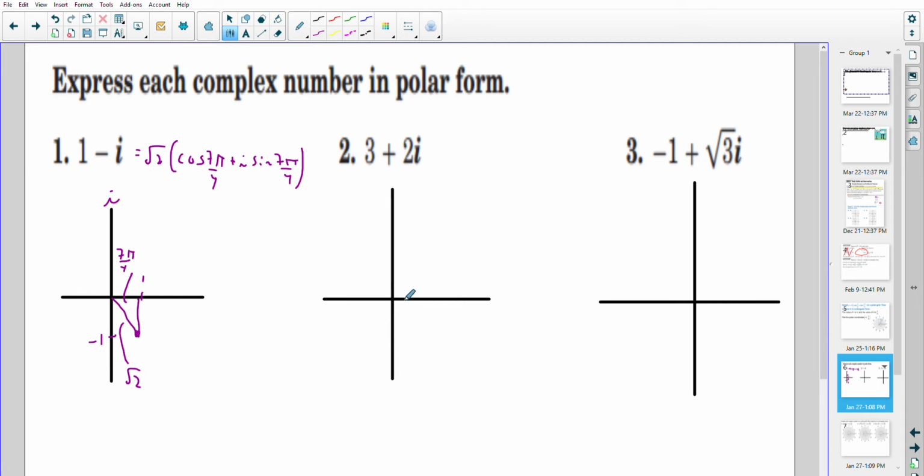Looking at the second one, you now have a case where it's going to be 3 and 2. Again, you can find out what this value is by the Pythagorean theorem, square root of 13, and then you'd have to use tangent inverse to find out what that is. So the tangent of theta is equal to 2 over 3. So you would take the tangent inverse of 2 over 3 to get your theta.